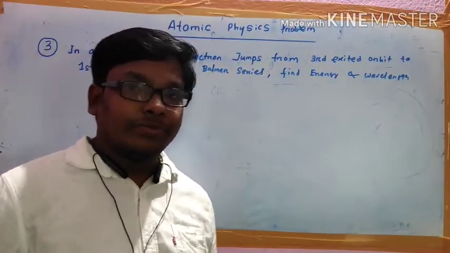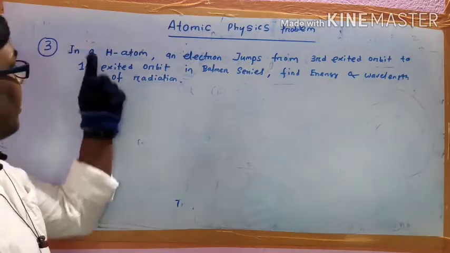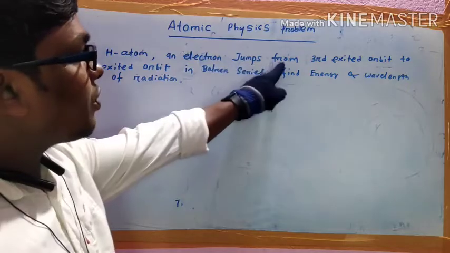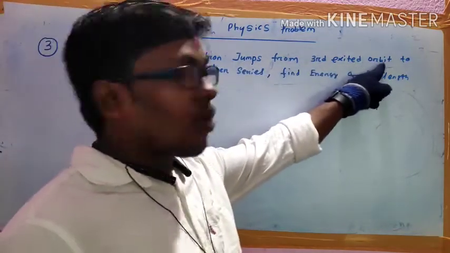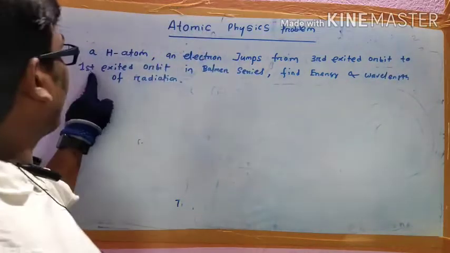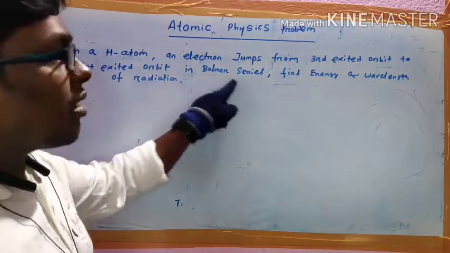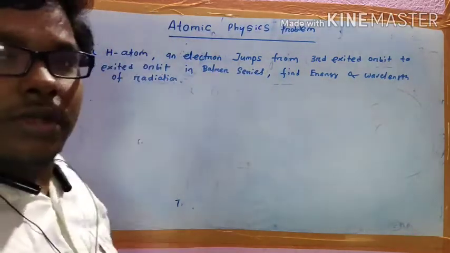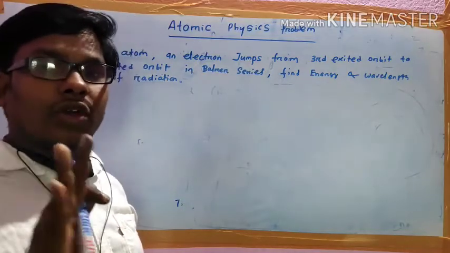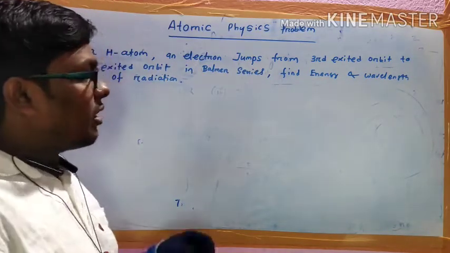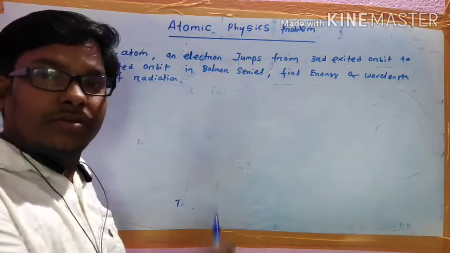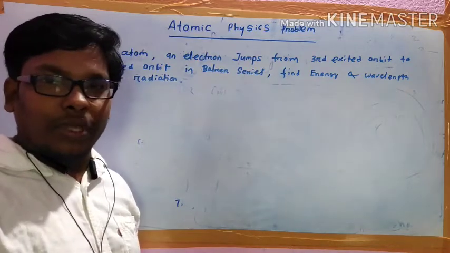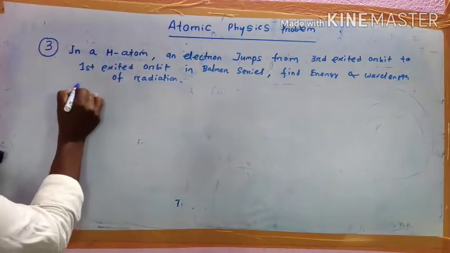Here is the third question. Look over here. In a hydrogen atom, an electron jumps from the third excited orbit to the first excited orbit in the Balmer series. Find the energy and wavelength of radiation. This is a very easy question and very important from the board exam point of view. Okay, let's do the answer.